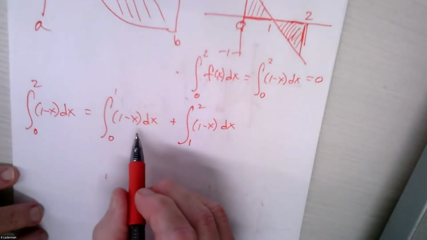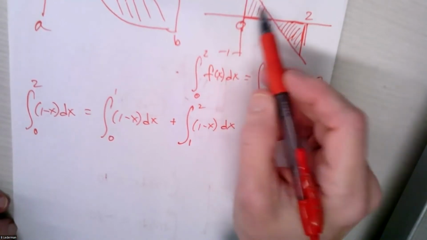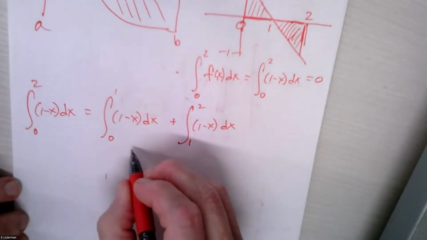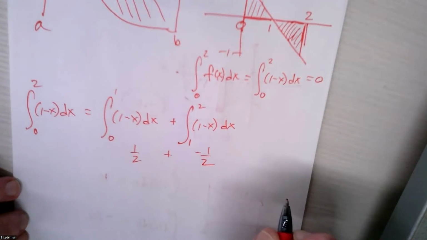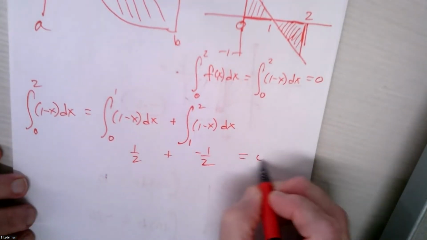But again, that's going to be, well, let's see. This area is 1/2. That area is negative 1/2. So I know it's 1/2, and then plus negative 1/2, and that of course equals 0.